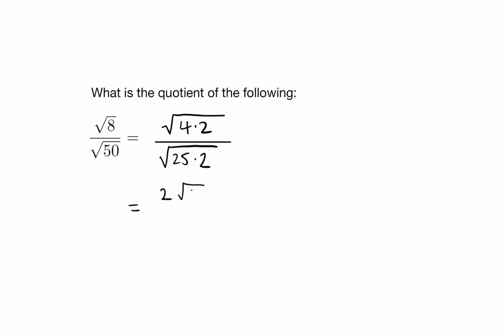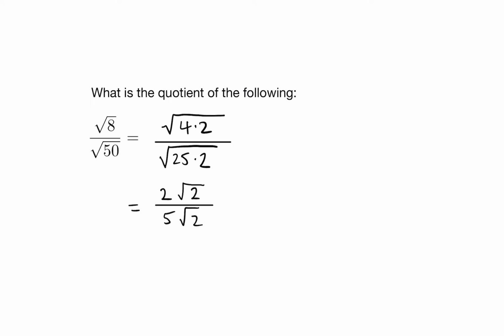And we leave the remaining 2 underneath the square root sign. And then working the denominator, we have a perfect square of 25. And we know that the square root of 25 is 5. So that's going to come out of the radical sign. And this ends up becoming 5 square root of 2.